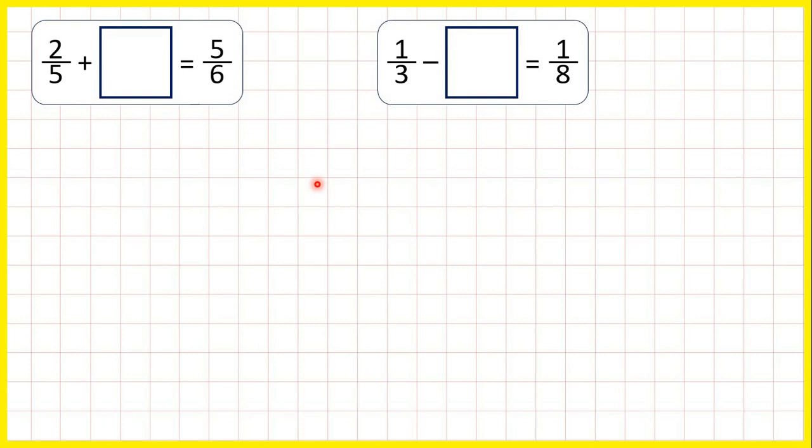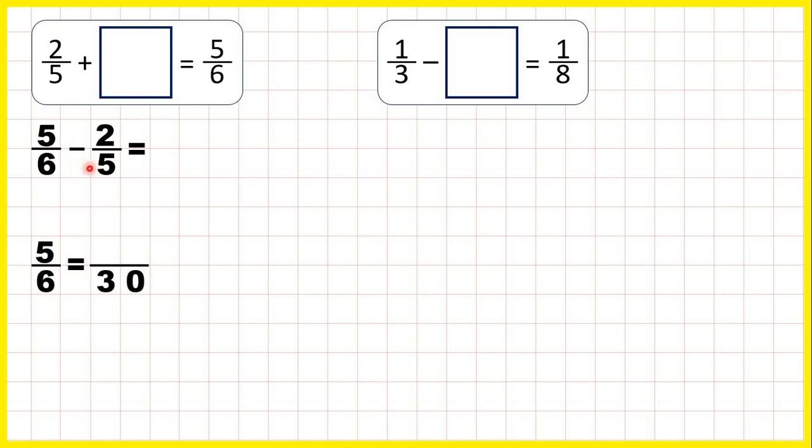Now, we have some missing number or missing fraction addition and subtraction problems. Now, this first problem is a missing number addition, and whenever we have a missing number addition, we always use subtraction to find the missing number. So, we need to work out 5/6 minus 2/5 to find our missing fraction. But to subtract fractions, we need the denominators to be the same.